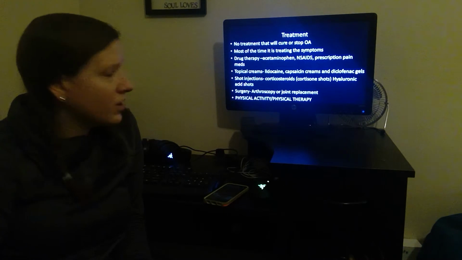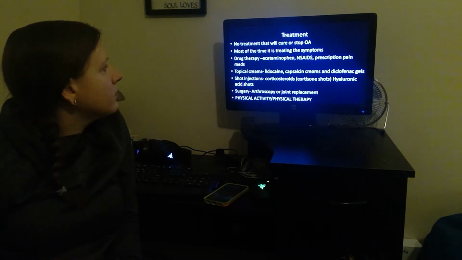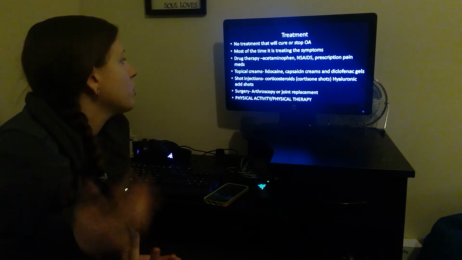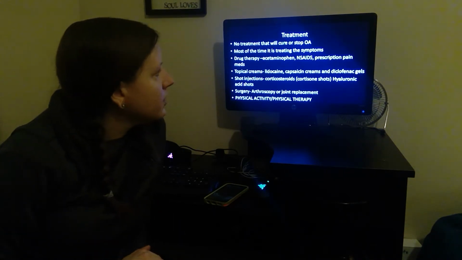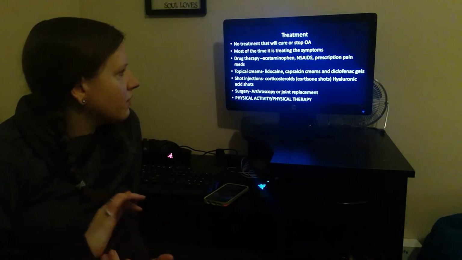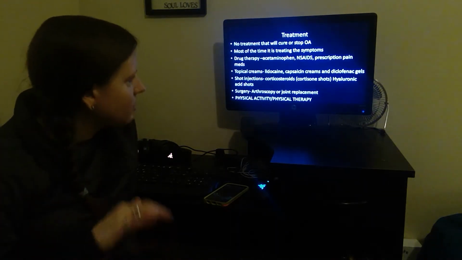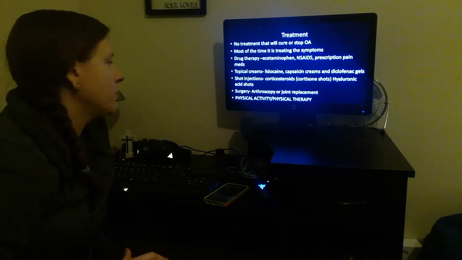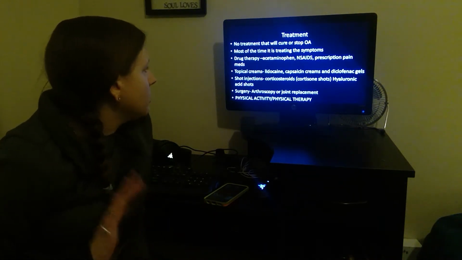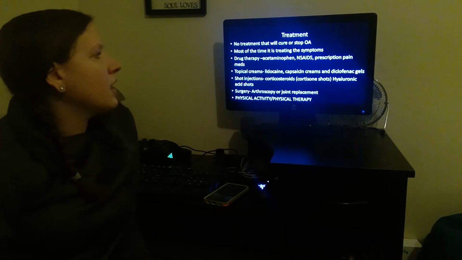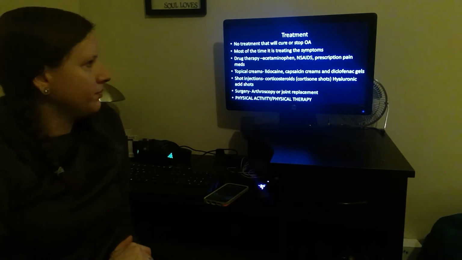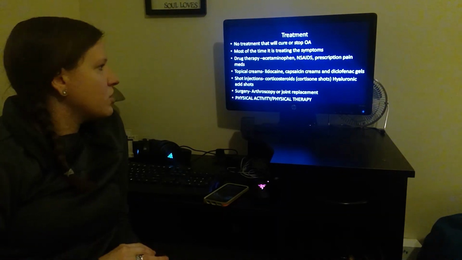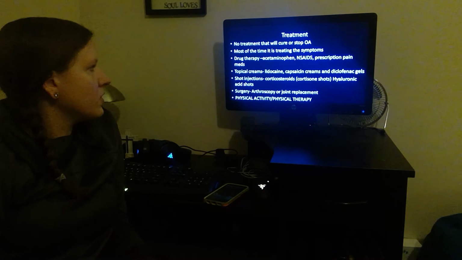Treatment. There is no cure, but a lot of times you are just going to be treating the symptoms. So for drug therapy, you have anti-inflammatory drugs or prescription pain medications that will come from your doctor and prescribed. Topical creams, which includes your lidocaine, your capsaicin creams, and diclofenac gels, which get applied straight to that joint and it gets absorbed through the skin.